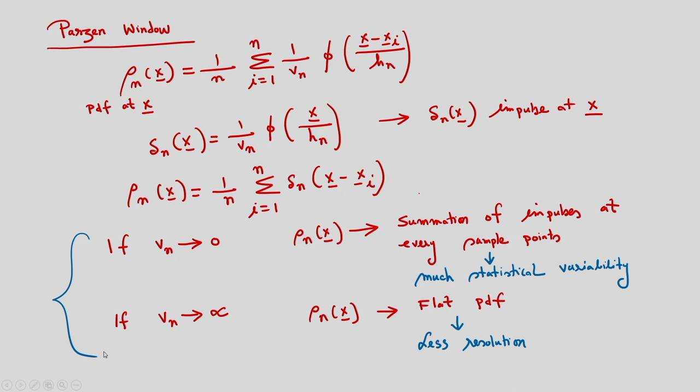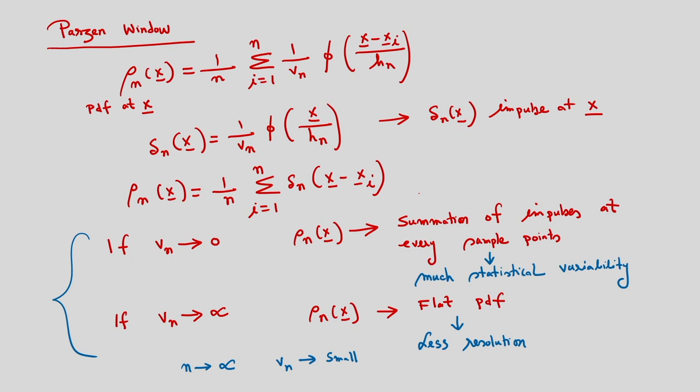So, what we considered, if n tends to infinity, then volume may be very, very small, that we can consider, because since n is very, very high, the number of samples is very high, then we can expect that some of the samples will fall in this small volume, the volume Vn.